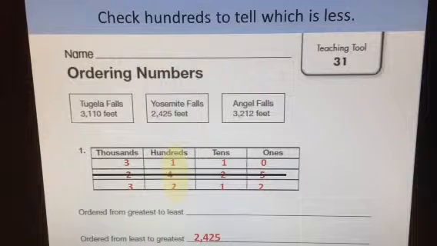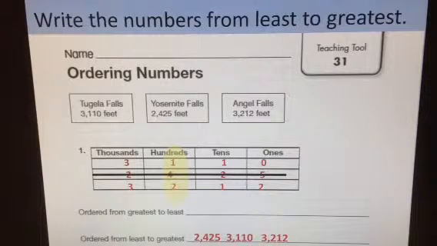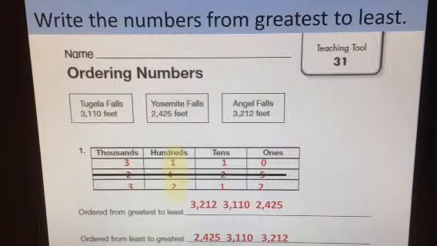We don't even need to bother to look at the tens or the ones place because we already know which one's less and which one's greater. At the bottom there now I have filled in the 3 numbers from least to greatest. Now the students needed to write the numbers from greatest to least. To do that they just switched the order. So now it's been written in: 3,212 is greater than 3,110, which is greater than 2,425.